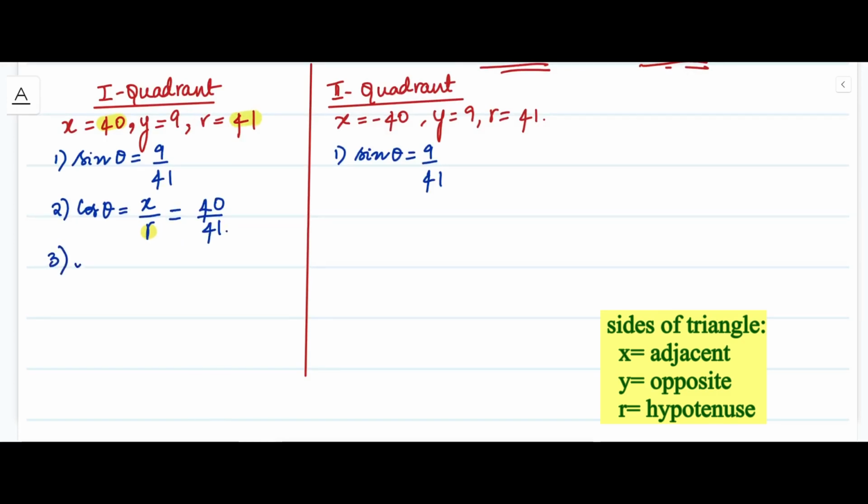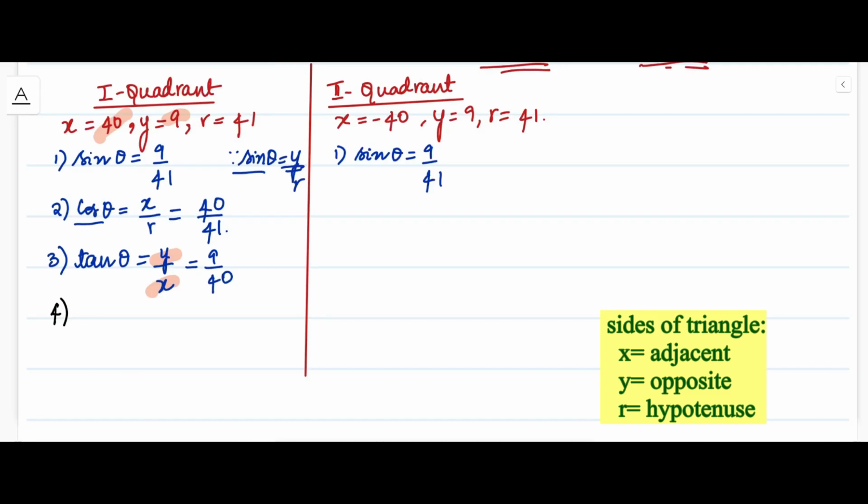The third trigonometric function is tan theta, tangent theta. That is the ratio of sin theta by cos theta. Sin theta is always y by r. So when we take the ratio of sin theta and cos theta, r and r will cancel out each other. Y will go to the numerator and x will go to the denominator. We will get y by x. The value of y here is 9 and the value of x here is 40. We will get 9 divided by 40.